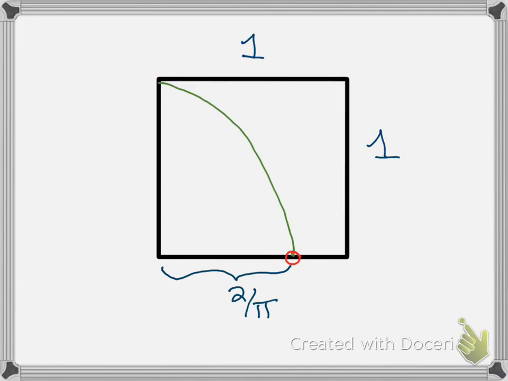Now, looking at the Quadratrix, we assume that the curve is drawn inside a square where the lengths of the side of the square are 1. If that's the case, then the segment along the bottom between the corner and the curve has length 2 over pi.